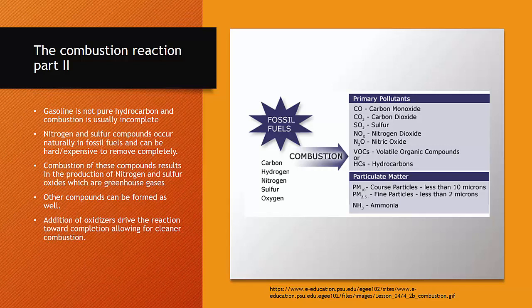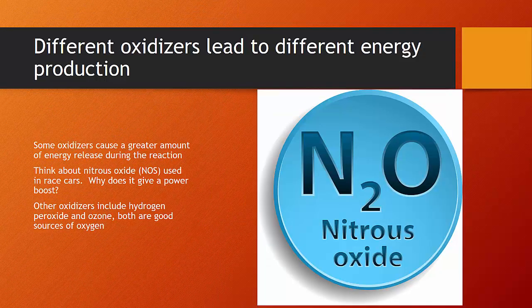Addition of oxidizers, these are special chemicals that act like oxygen, usually include oxygen. Addition of these oxidizers can drive the reaction towards completion, meaning that you end up with less of these byproducts, you end up with cleaner combustion. These different oxidizers also can lead to different energy production. Because they make the reaction more efficient, you get more energy out of it. And one good example of that is the addition of nitrous oxide, or NOS, to gasoline.